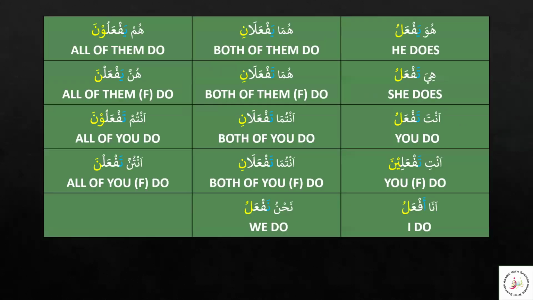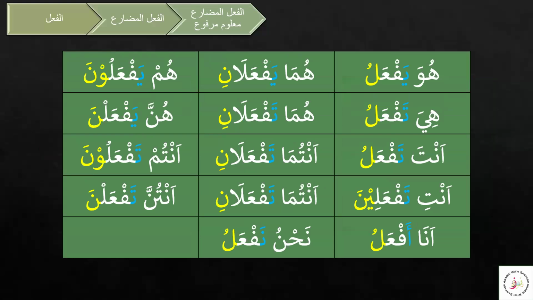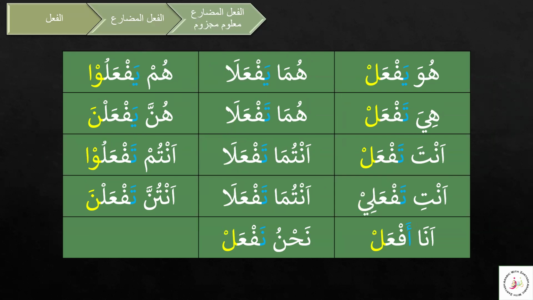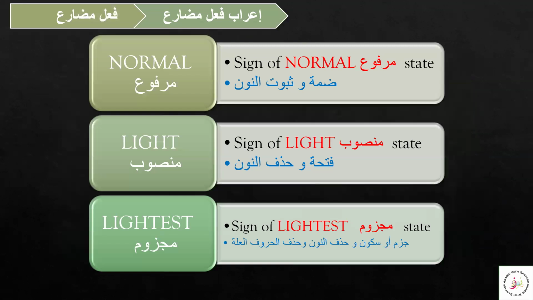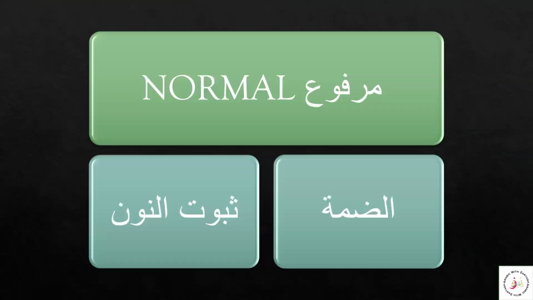And then alhamdulillah we learned about the fi'l mudari marfu chart. We have seen the fi'l mudari marfu, the mansoob and the majzoom charts. We saw how they can be seen with the different signs on them, and how we can recognize the fi'l mudari with the dhammas, fathas, and the sukoon, and with the hasf noon and with the subut noon. We started with fi'l mudari marfu, the normal state, and we saw how we can see it in the state of marfu with these two signs, the dhamma and the subut noon.